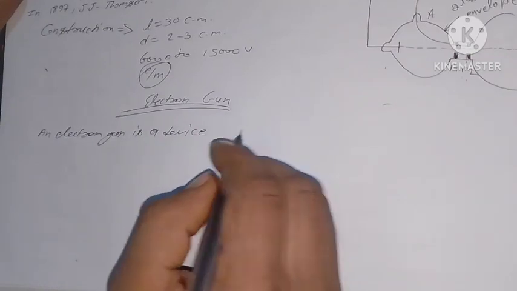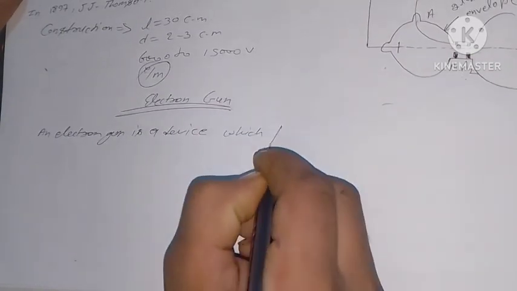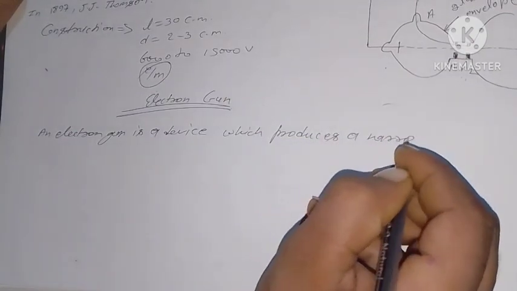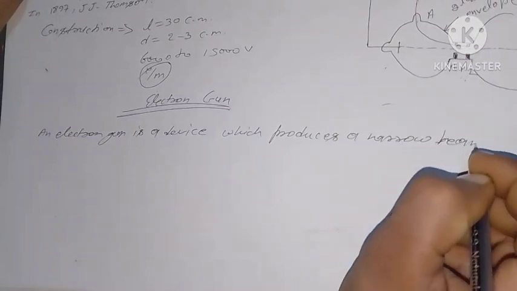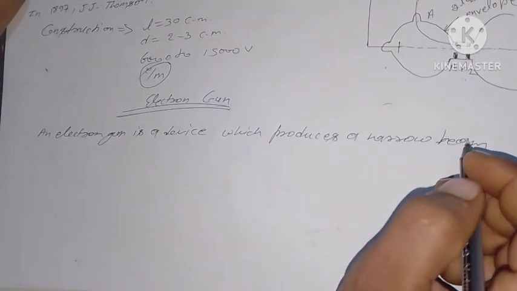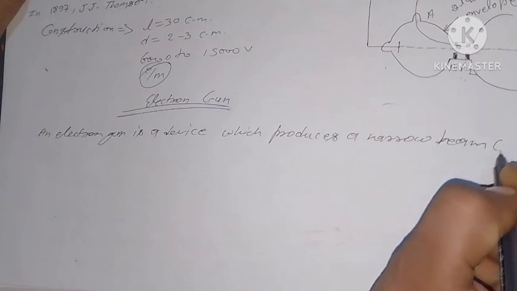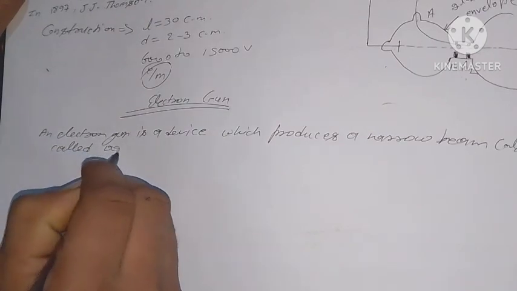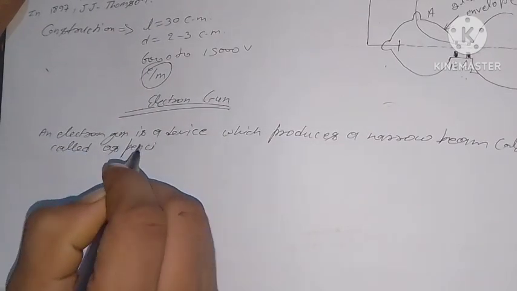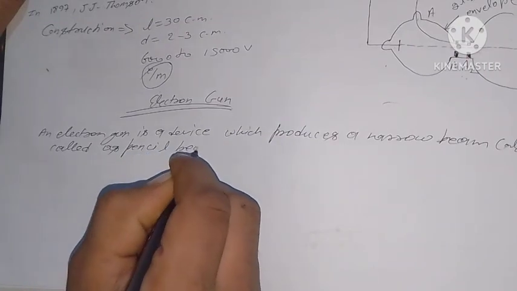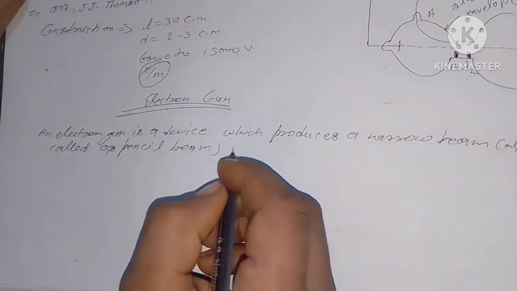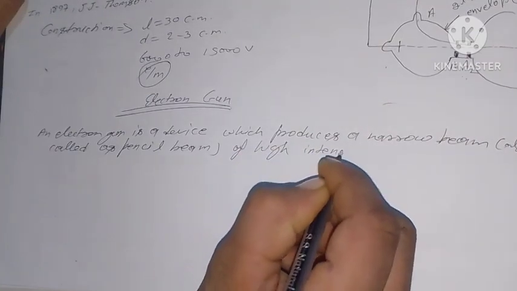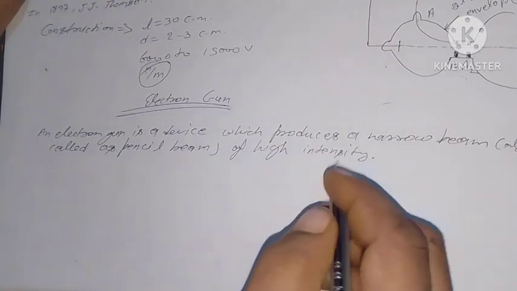An electron gun is a device which produces a narrow beam, also called a pencil beam, of high intensity.